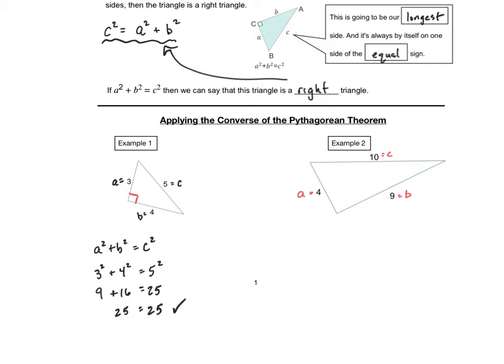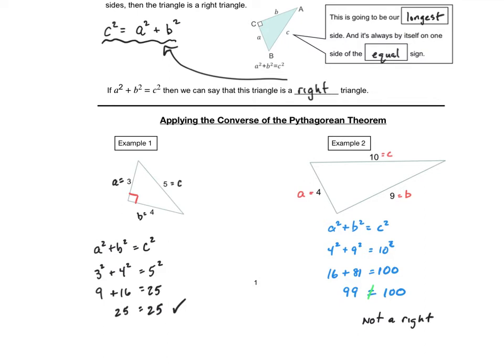And let's see here. So we would have, again, a squared plus b squared equals c squared. Do my substitution for a, do my substitution for b, and my substitution for c. And this one's, let's see, I have 10 squared is going to be 100. I have 9 squared is going to be 81, and I have 4 squared, which is going to be 16. So that's 97 is equal to 100, and that is not true, right? That is not true.